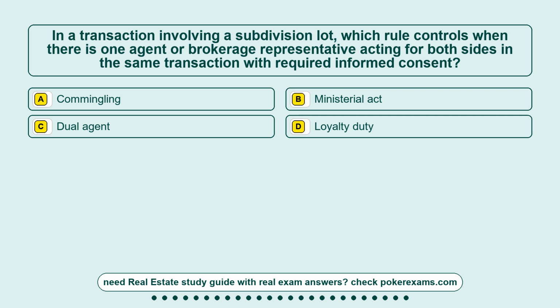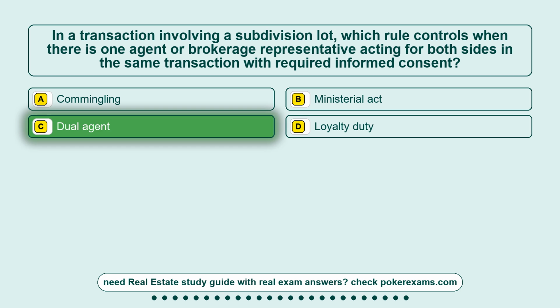Question 7. In a transaction involving a subdivision lot, which rule controls when there is one agent or brokerage representative acting for both sides in the same transaction with required informed consent? Option A, commingling. Option B, ministerial act. Option C, dual agent. Option D, loyalty duty. The correct answer is option C, dual agent.